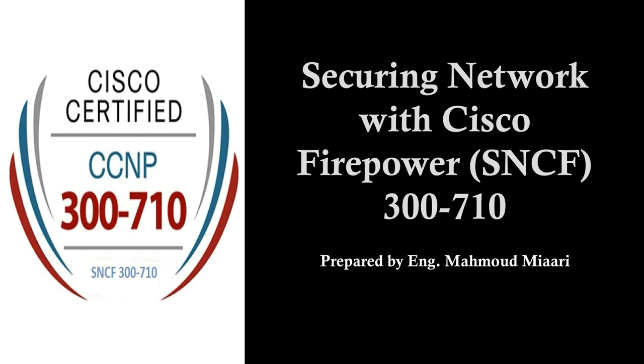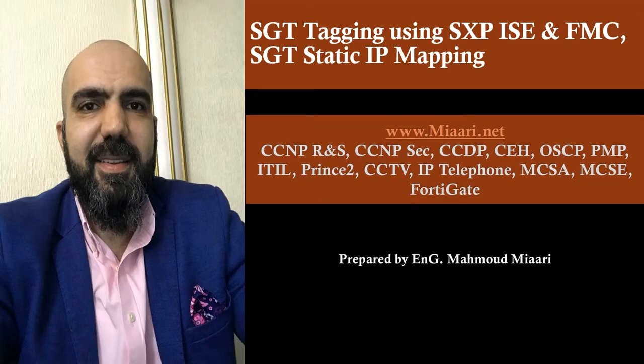After explaining the integration of ISE with FMC using a certificate authority Windows server, and we made everything ready in the previous video number 40. So now I need to explain the SGT object and how we can do it from ISE very quickly. Great. So the title today is SGT tagging using SXP, ISE and FMC SGT static IP mapping. The title is very long, but this is actually what we are going to explain.